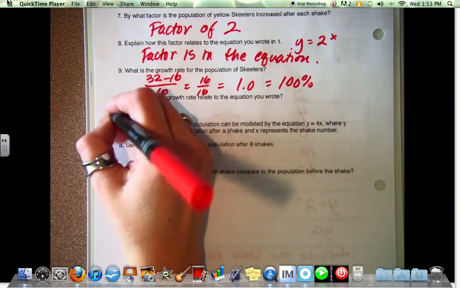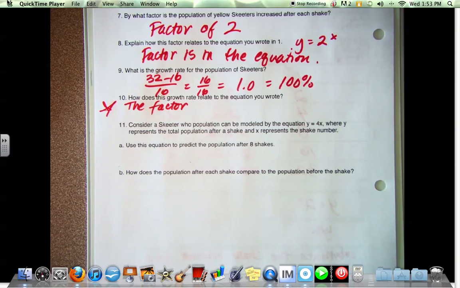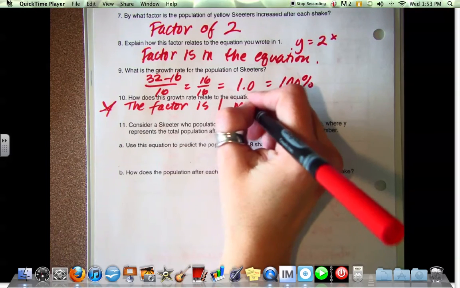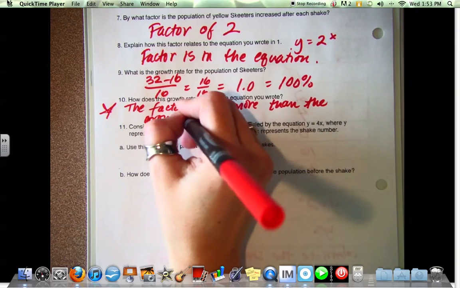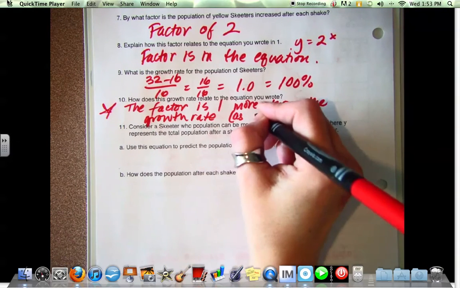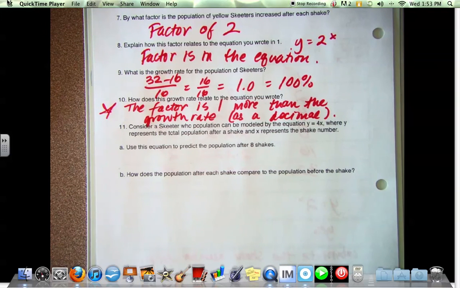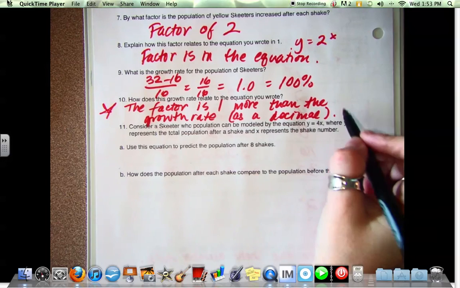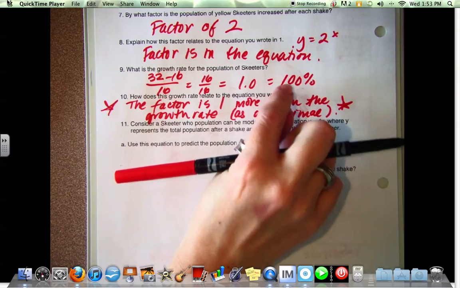And this is what's really important, and we'll see this later on in this unit. The factor, and what's our factor in this problem? Two. The factor is one more than the growth rate. So tomorrow we're going to look at it a little bit more, but we are going to be able to look at an equation, spot the factor, and then find the growth rate. So the factor is one more than the growth rate as a decimal. That's what's really important, because this is one more than this, but it's 100%.